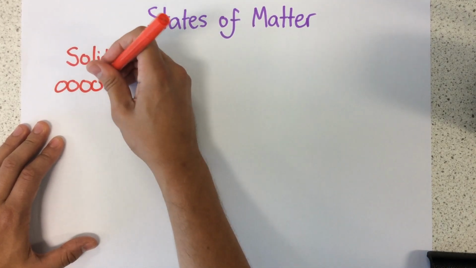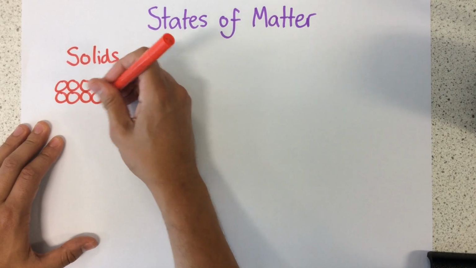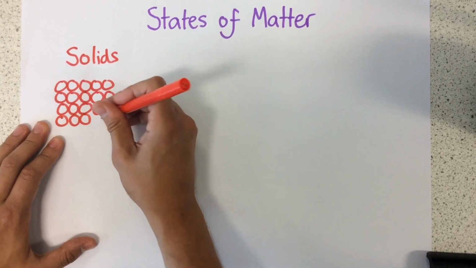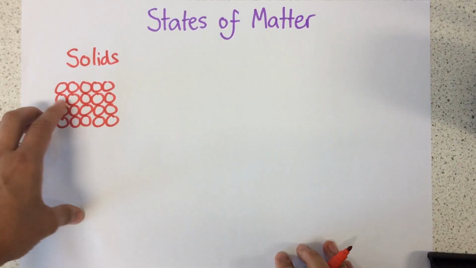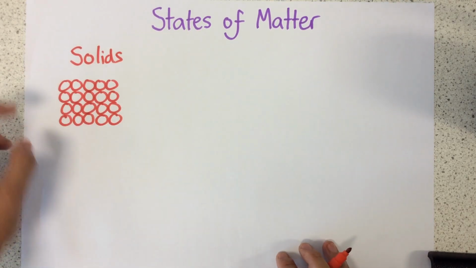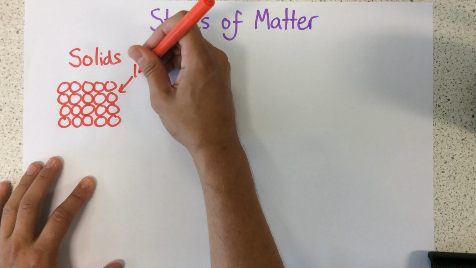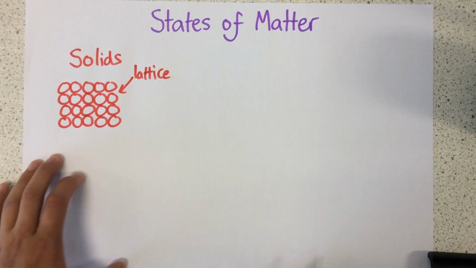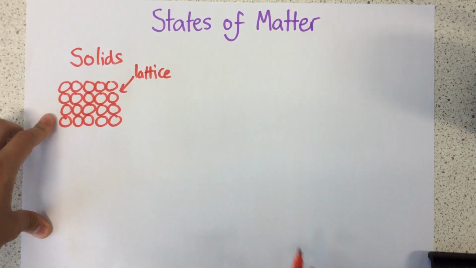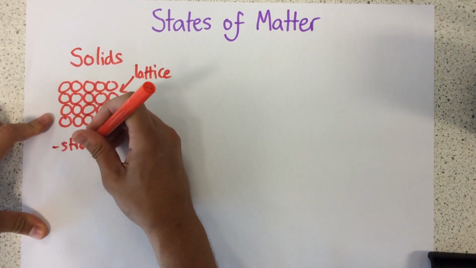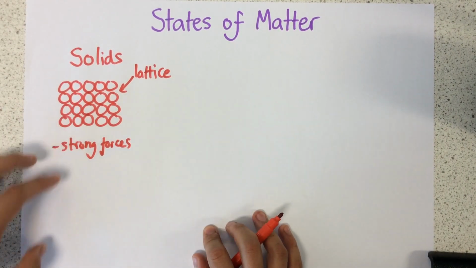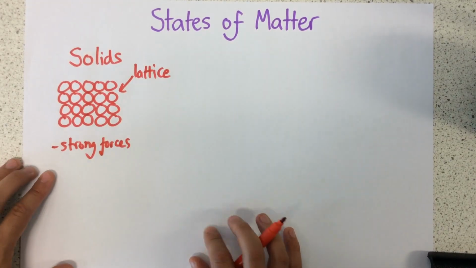So what I'm doing right now is I'm drawing the particles in a solid. I'm representing the particles just by these little circles. So as you can see, in a solid, the particles are closely packed together in this kind of formation. This kind of formation is called a lattice. That's just the name for this kind of shape. It's repeating units tightly packed together. So, as you can see, there are very strong forces of attraction between each different particle. That's what holds them in this fixed shape.